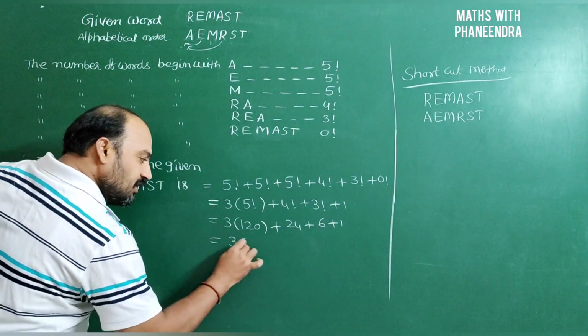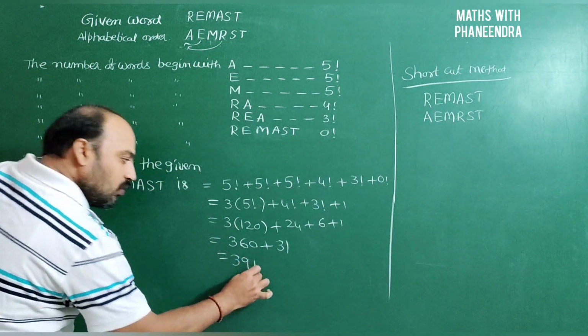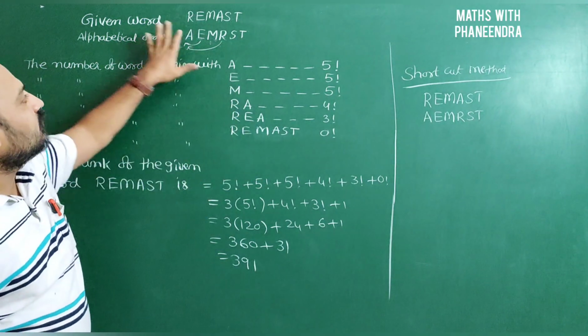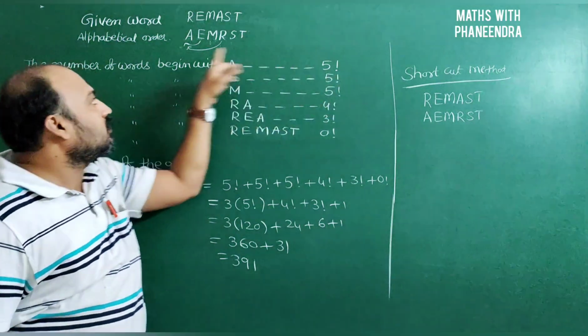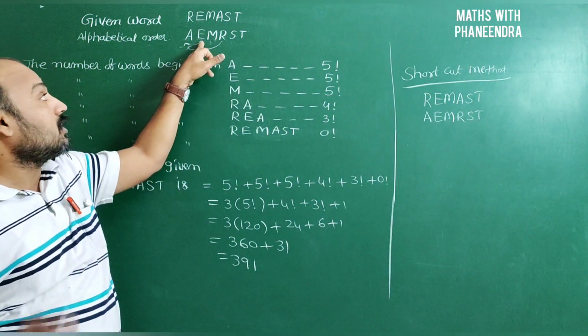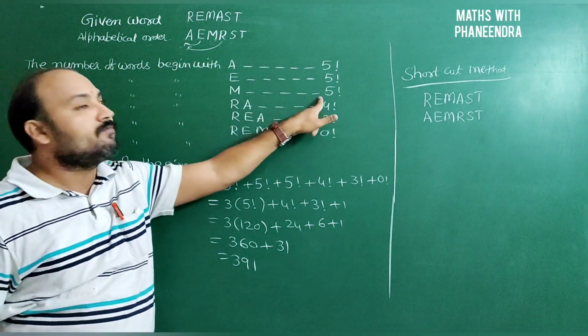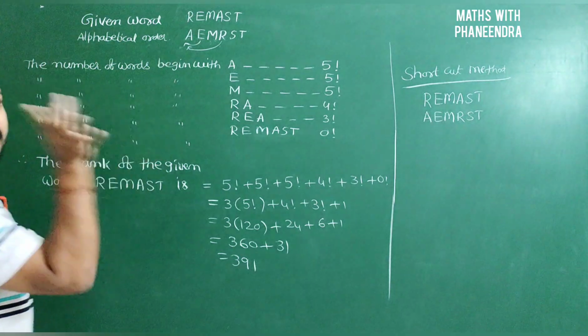So 360 plus 31, so 391. Once again I'll repeat here to avoid the confusion. First, the number of words which begin with A is 5 factorial, the number of words which begin with E is 5 factorial, the number of words which begin with M is 5 factorial. After that, R is already there in the given word.